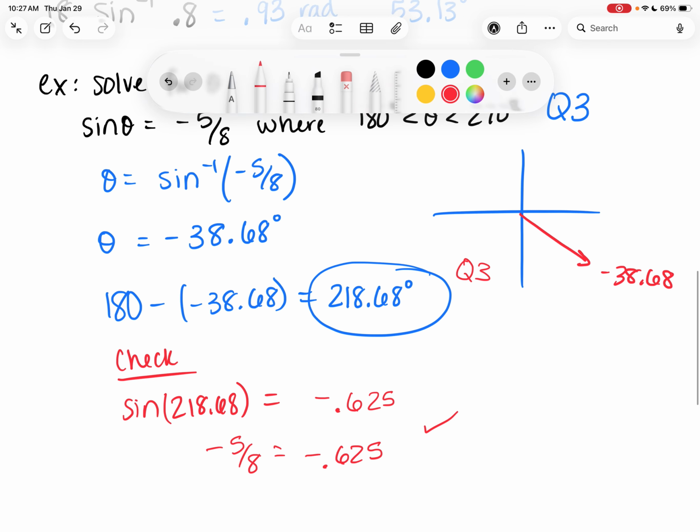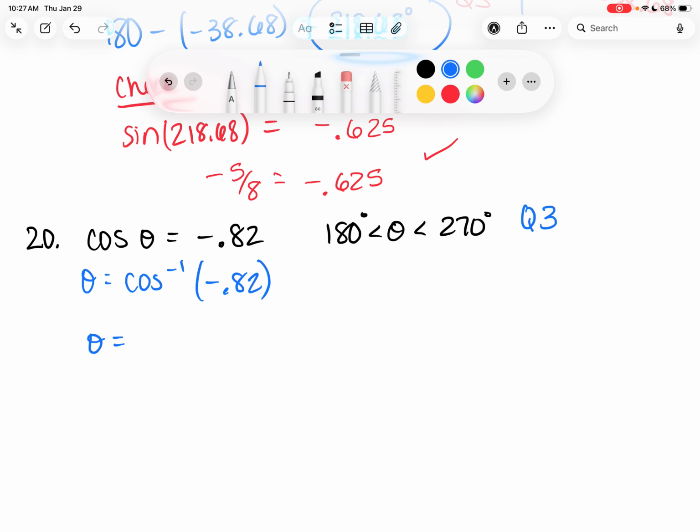So same things, it's just now into the actual book problems. Cosine of theta is equal to negative 0.82. 180 is less than theta is less than 270. So this one again is in quadrant 3. First thing I'm going to do is find the inverse cosine of this because I need to solve for theta. So we have theta is equal to the inverse cosine of negative 0.82. Somebody can tell me what that's equal to. 145.08.